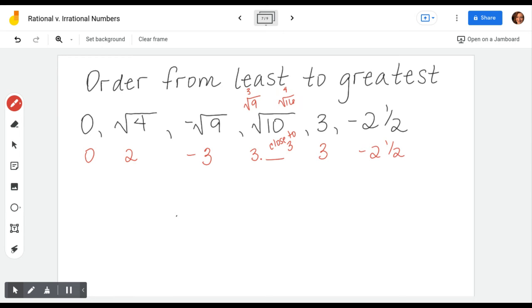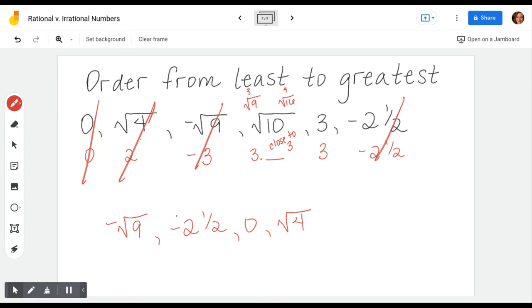Okay, so the most negative one that I have is negative 3. That was originally negative square root of 9, so I can mark that one out. The only other negative I have is negative 2.5. Let's see, so then 0 would separate the negatives and the positives. 2 comes before 3, so that was the square root of 4. And then 3 is going to be smaller than 3 point something. So 3 goes here, and then finally the square root of 10.